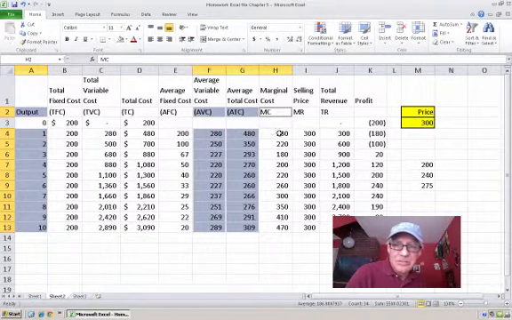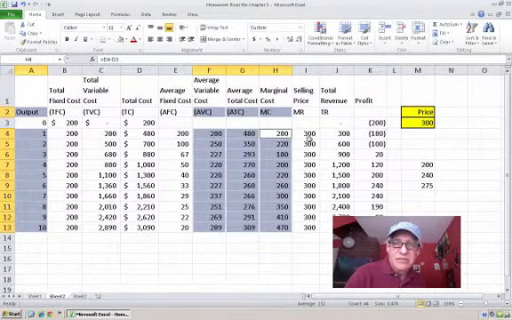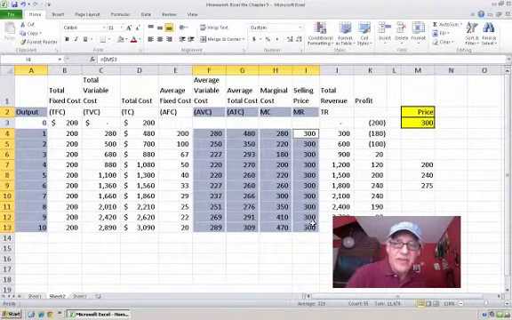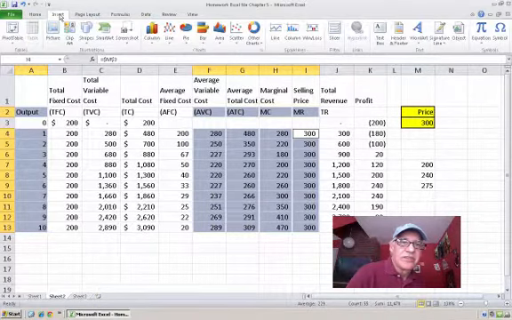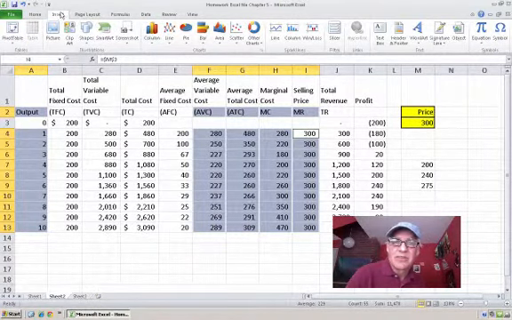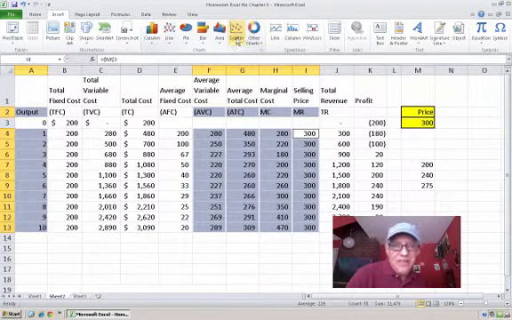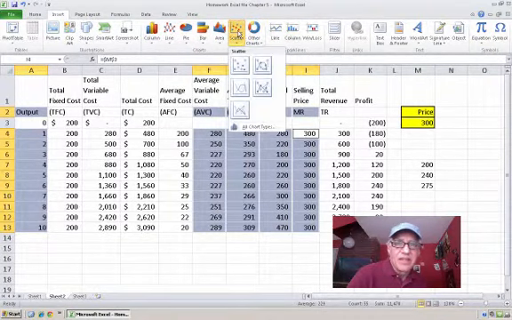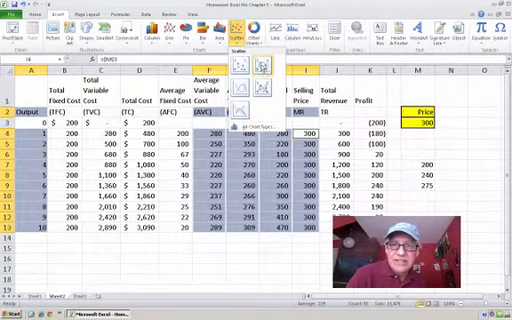Click on MC, drag down, click on MR, and then drag down. This is what I want to graph. And graphing here, once you have this, again, don't expect this to work the first time. You always have to do it 2 or 3 times. This is going to be a scatter. It's really an XY graph, right? And I'm going to choose this one here with the nice curvy lines on it, right?